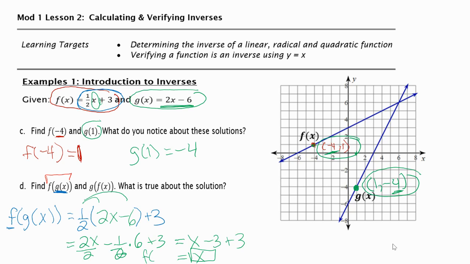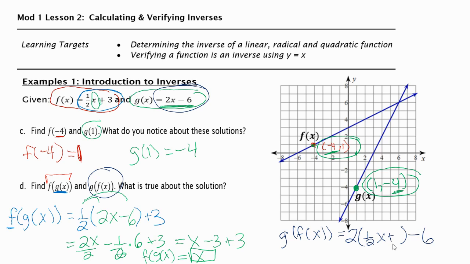So f of g of x is actually equal to x. Same thing if I was to do it the other way around. So if I was to do g of f of x, g of x is 2x minus 6. So 2, I'm going to leave a gap for that. And in place of x, I'm going to write 1/2 x plus 3. And then if I distribute, I get x plus 6 minus 6. And g of f of x is x, right? And that's actually not a coincidence.